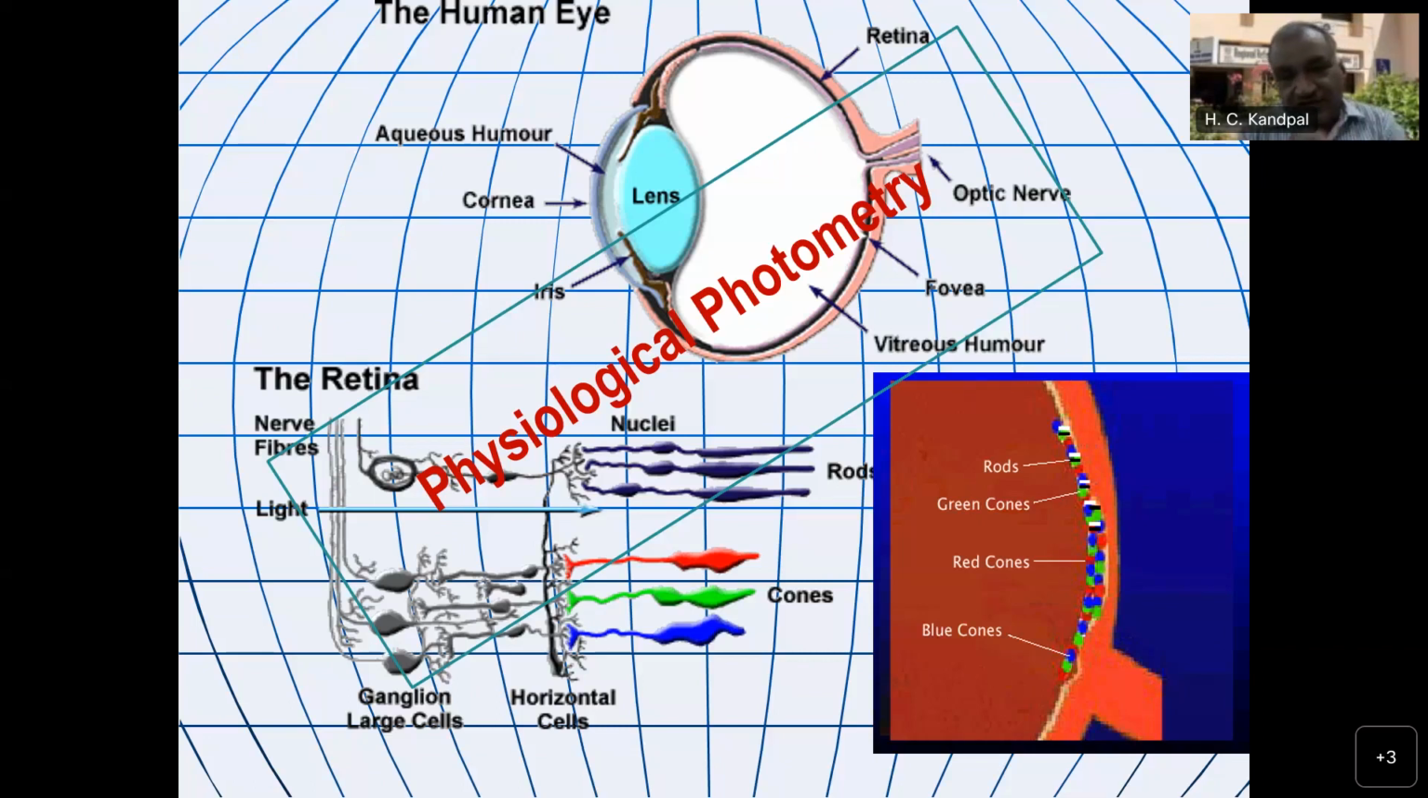So I tell you that the cones are responsible for viewing the color, and the rods are responsible for viewing the intensity of light. Both of them are about 7 million in number: 7 million rods and 7 million cones. That's why this is called physiological photometry.